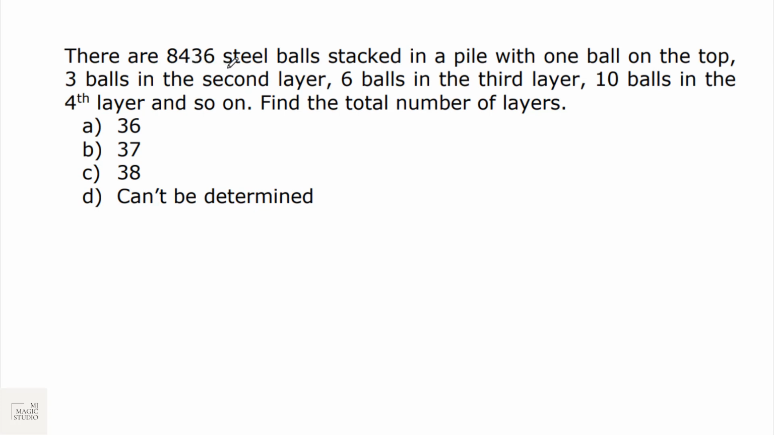There are 8436 steel balls stacked in a pile with one ball on the top, 3 in the second layer, 6 balls in the third layer, then 10 in the fourth layer, and so on. Find the total number of layers. If we look carefully at these numbers, these are nothing but triangular numbers. Go through our playlist, the magical numbers.